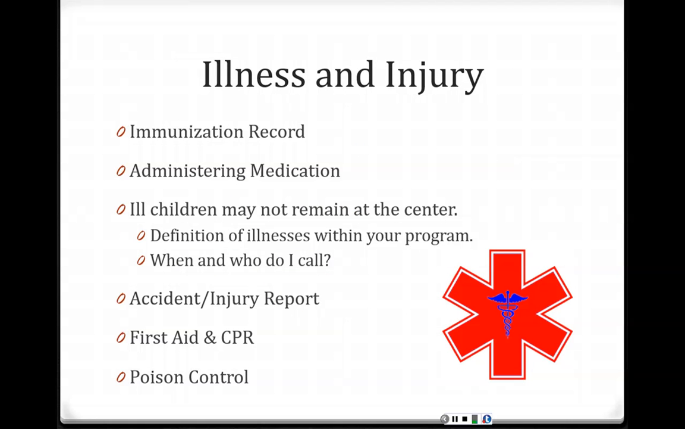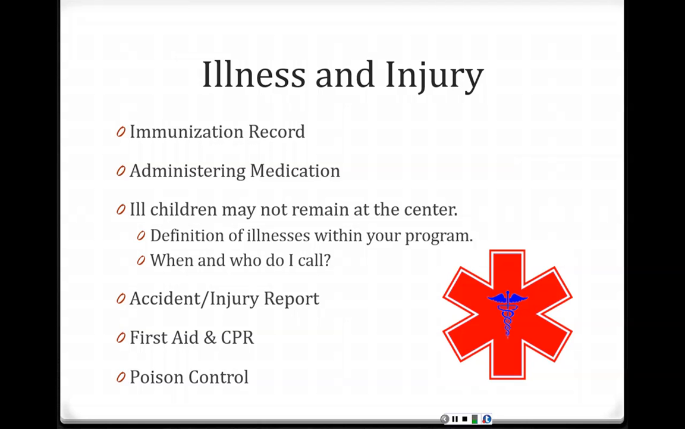Now we're going to switch gears and talk about illness and injury. Your children's immunization record. Up-to-date immunization records are required for each child in your program and should be kept in your preschool office. Administering medication.